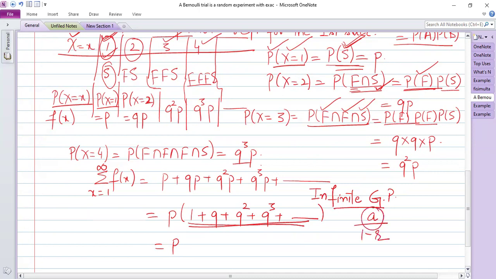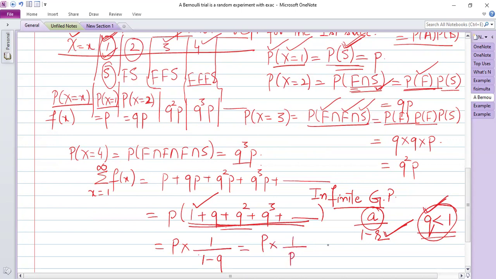So what is A here? A is the first term, which is nothing but 1. So I will write 1. And what is R? R is the common ratio. So what is the common ratio here? It is Q. And obviously this common ratio Q is less than 1, because Q is also a probability. Q is the probability of failure. So that's why it is less than 1. So here it is 1 minus Q. Now what is this thing? P. And what is 1 minus Q? It is nothing but P because P plus Q is equal to 1. So what we get? 1.